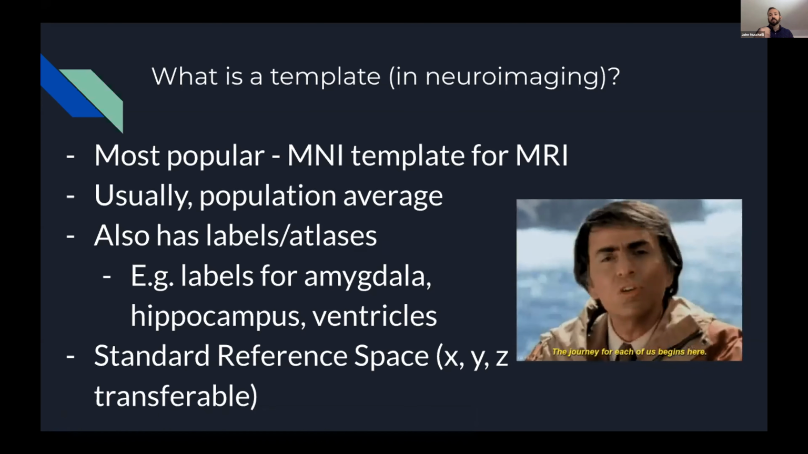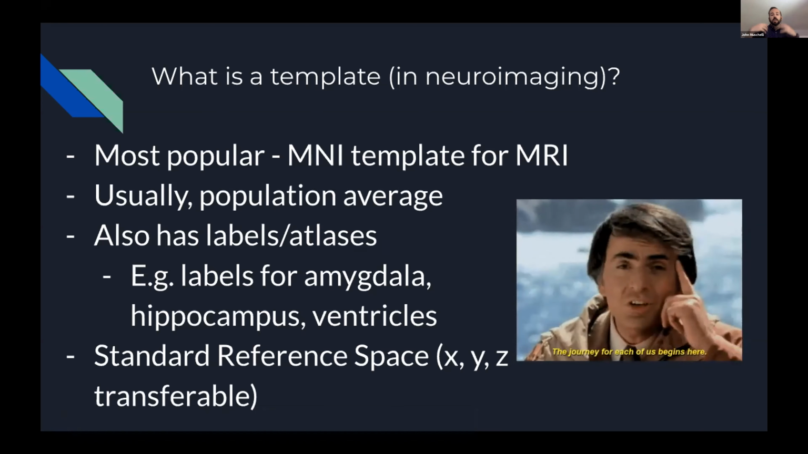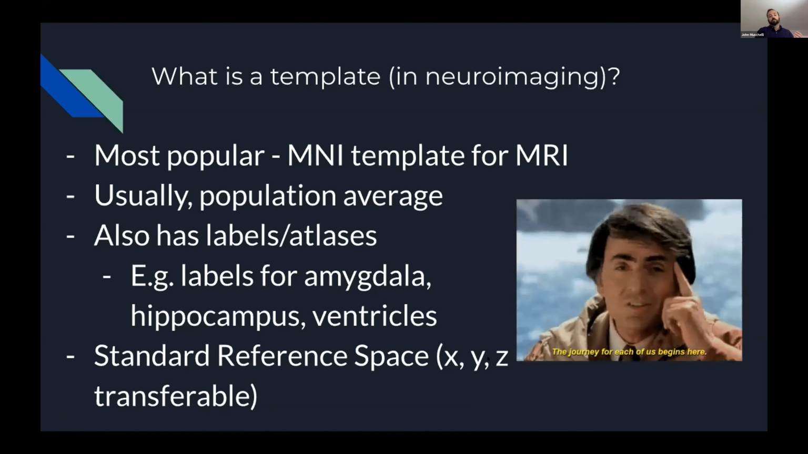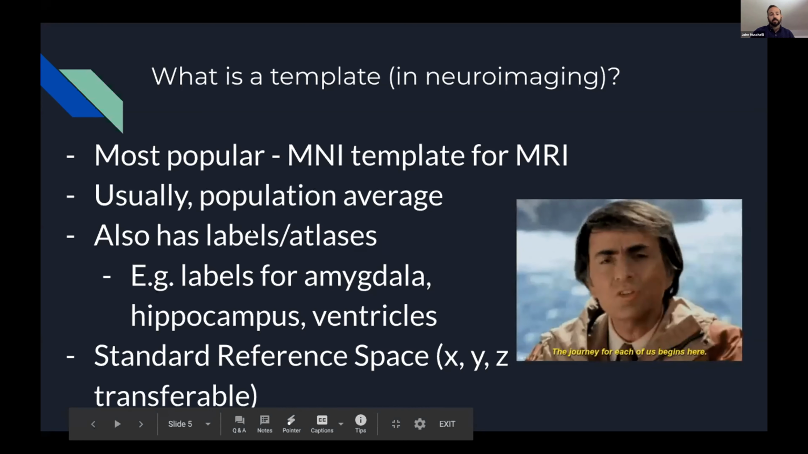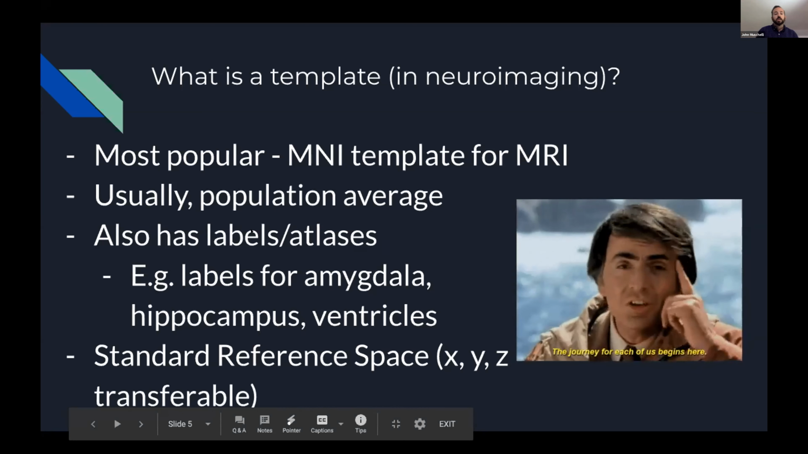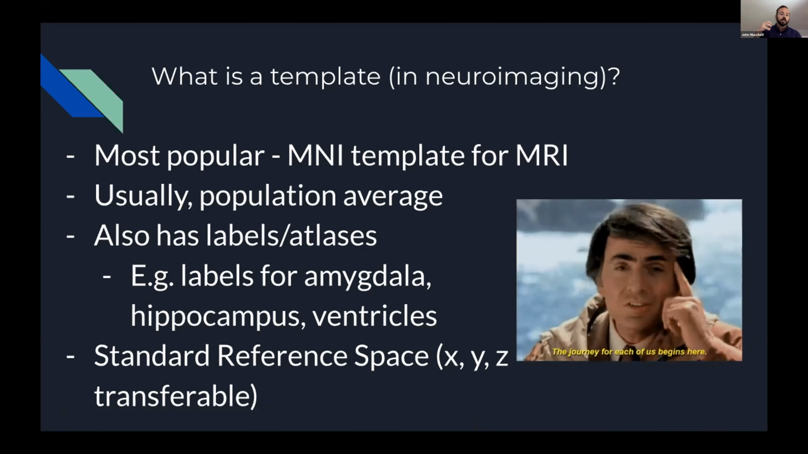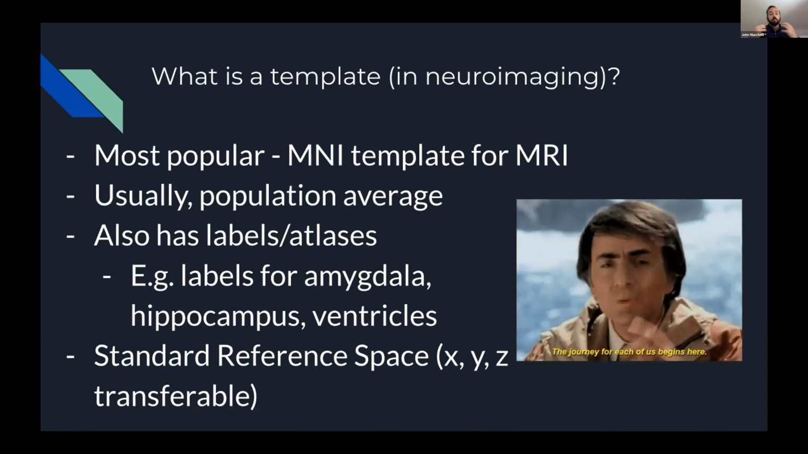So when you say an X of 81, Y of 90, Z of 30, other people can load up their template and say, oh, that's the region they're talking about. And one of the most important pieces of having a template is having labels or atlases, like the Desikan atlas, that says, here's where the amygdala is, here are the ventricles, here's the hippocampus, here's where the structures are in the image.